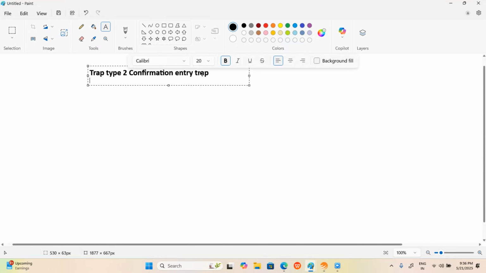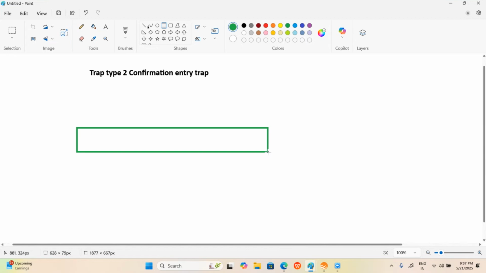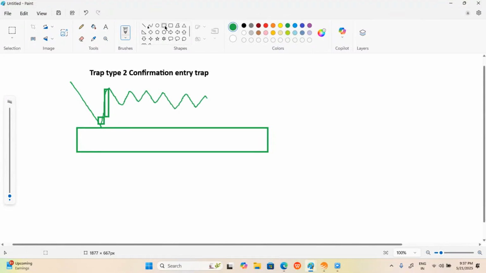What is confirmation entry trap? Similar kind of picture that I just showed you. Suppose there is a monthly demand zone. The price is coming with aggressive pressure. Price hit the area, and after hitting the area, it formed a daily demand zone, and price went up until the daily demand zone, and price is just moving like this, just moving like this. What will happen?